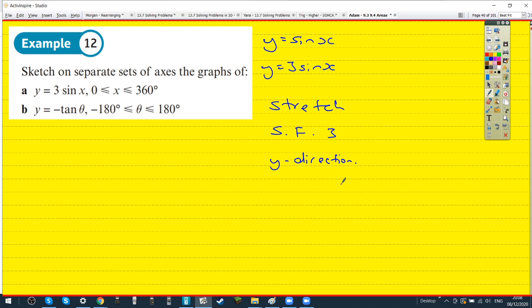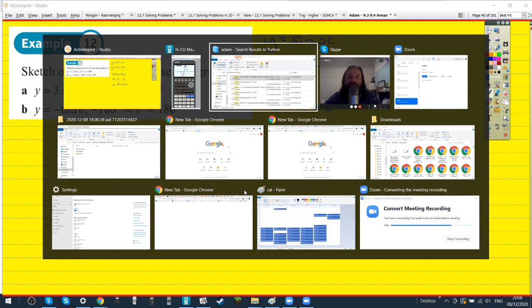Is that familiar? No. I know scale factor, but not stretch. But I know y direction, but not stretch. We need to do something else then.